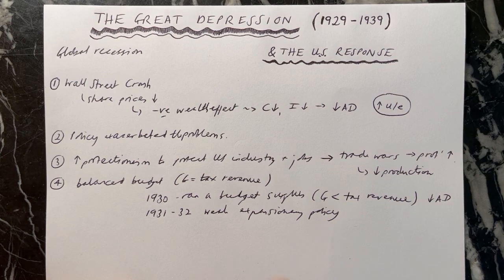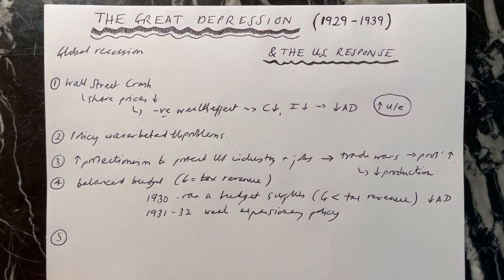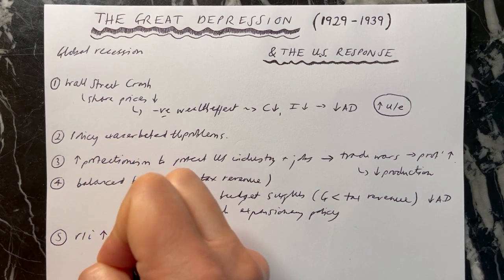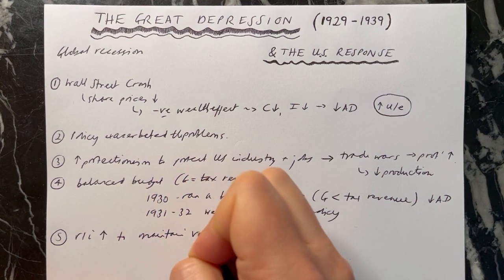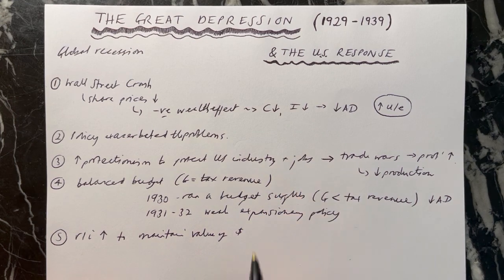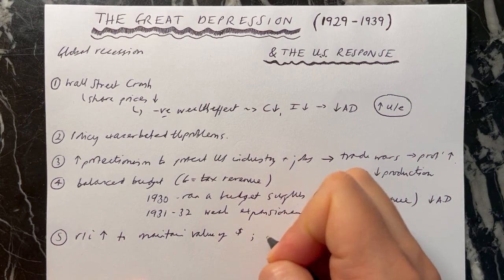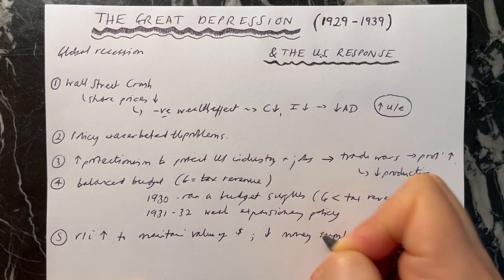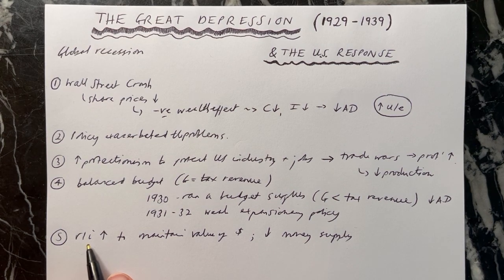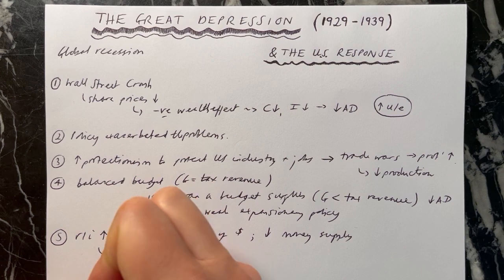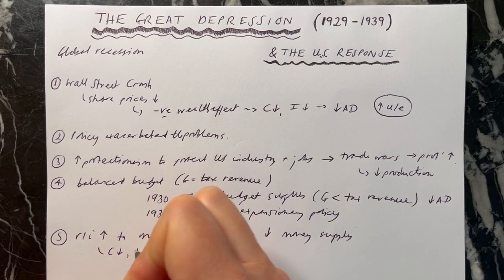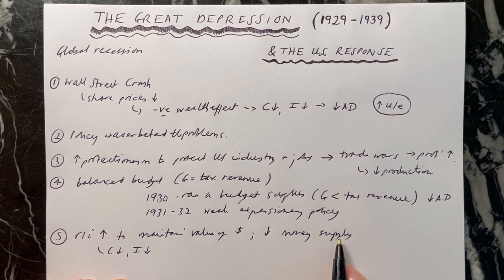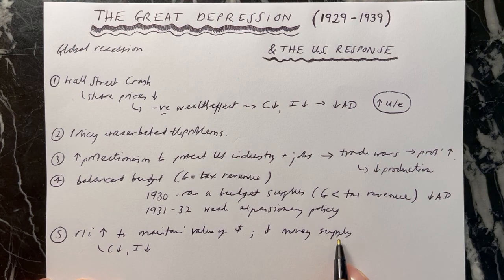Another thing that was being done, number 5, was that the rate of interest in the US was increased to try and maintain the value of the dollar. And this also led to a decrease in the money supply. These things we can see here. If the rate of interest goes up, this will cause consumption to go down. It will cause investment to go down. If there's less money circulating, then equally we will have less money being spent. So again, this all exacerbated the problem.